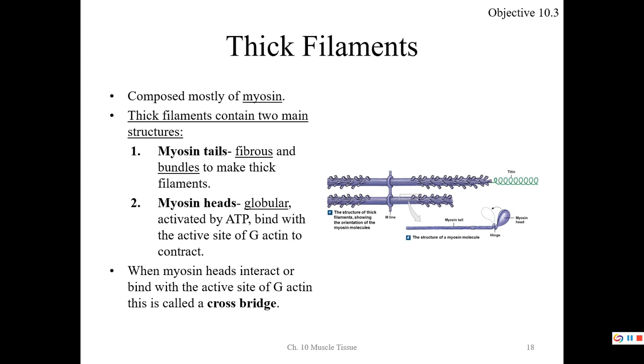We said that myosin wants to hold hands with G-actin. When they hold hands, we call this a cross bridge. A cross bridge is when actin is bound to by myosin. When myosin heads bind to the active site of G-actin, we call that a cross bridge.